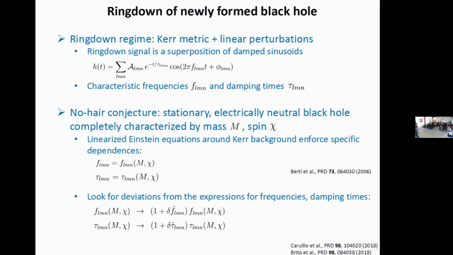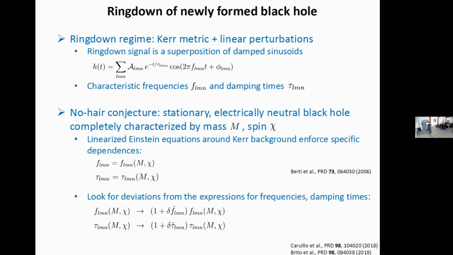Let's move on. The ring down of a newly formed presumed black hole. If you're really dealing with an ordinary black hole, then in the ring down regime, what you get is the Kerr metric, or you can model it as a Kerr metric with linear perturbations on it. And then the gravitational wave signal from the ring down looks like this. It is a superposition of damped sinusoids that come with some characteristic damping time, tau LMN, and some characteristic frequencies.